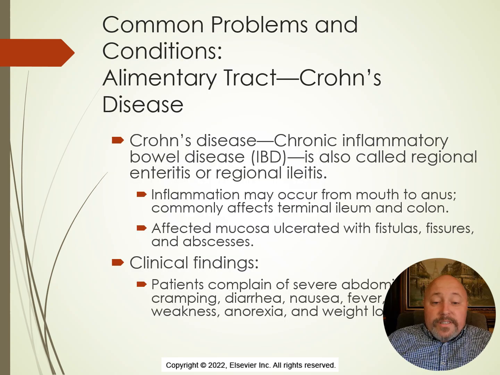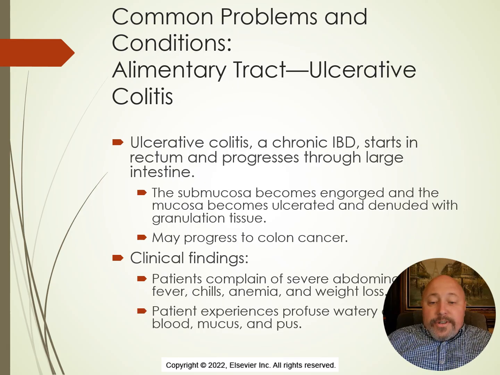In the case of Crohn's disease, this is a chronic inflammatory bowel disease, also called regional enteritis or regional ileitis. Inflammation may occur from the mouth to the anus and commonly affects the terminal ileum and colon. The mucosa can also be ulcerated, with fistulas, fissures, and abscesses within the GI tract. Ulcerative colitis. This starts in the rectum and progresses throughout the large intestine. The submucosa becomes engorged and the mucosa becomes ulcerated. It also carries a greatly increased risk for colon cancer.